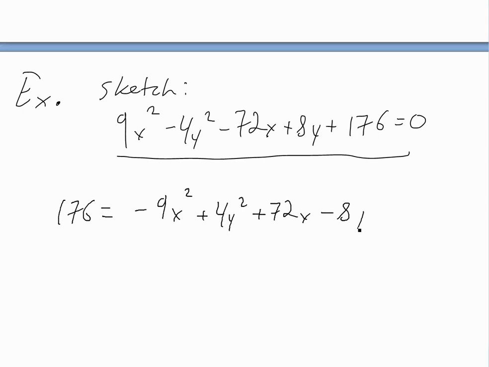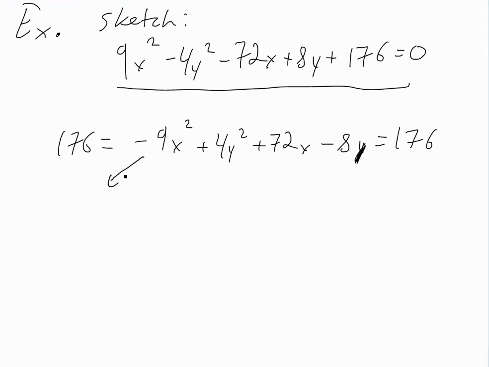We're just changing all the signs. It's minus 8y, and this equals 176. I just want to write the 176 on there. So now let's put all the x values together.